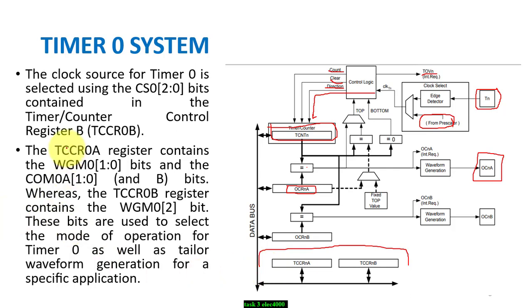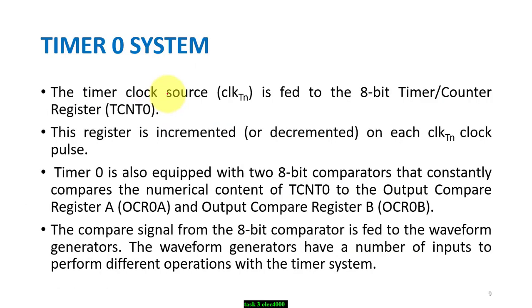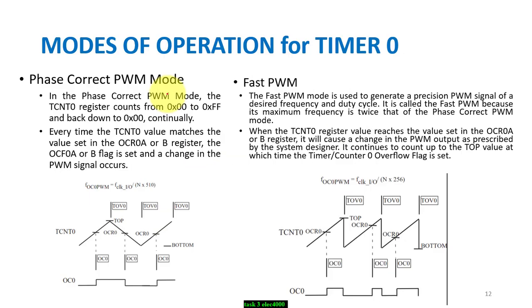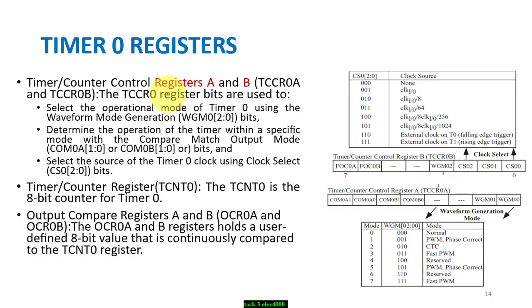Now, the clock source for timer 0 is selecting clock source from 0 to 2. Let me just go forward to that slide over here, this one. So this is timer counter control register B, okay? Timer counter control register B. Timer counter control register B, it has 3 bits which control the prescaler.